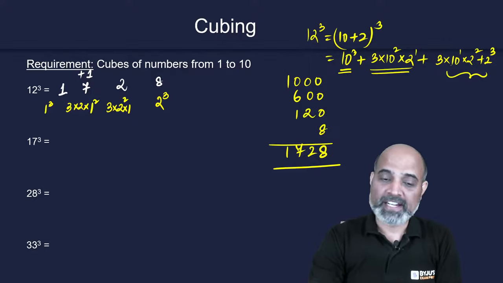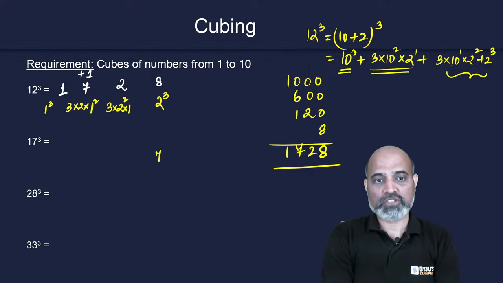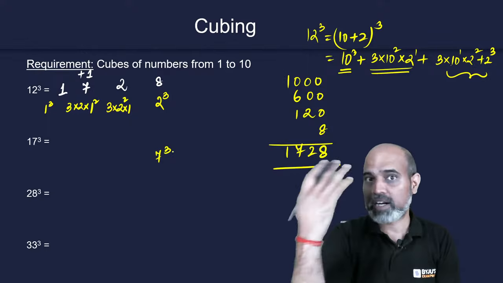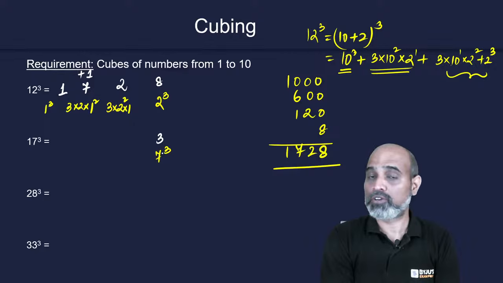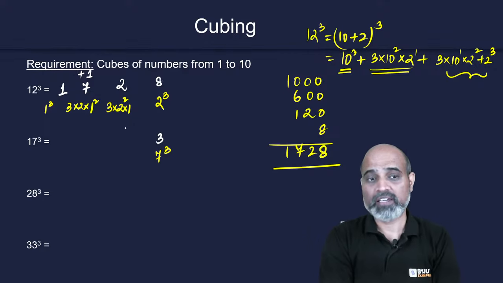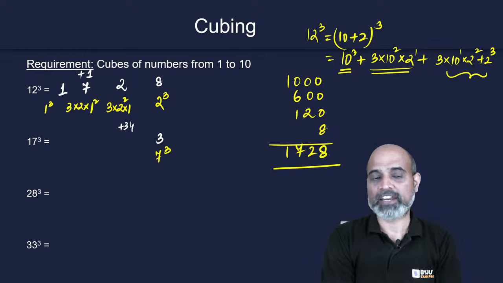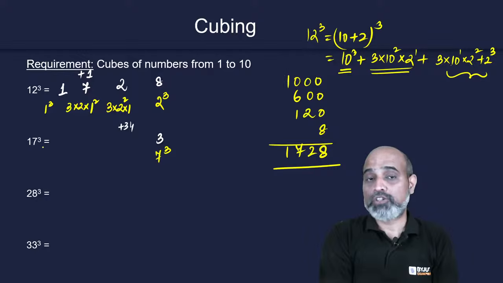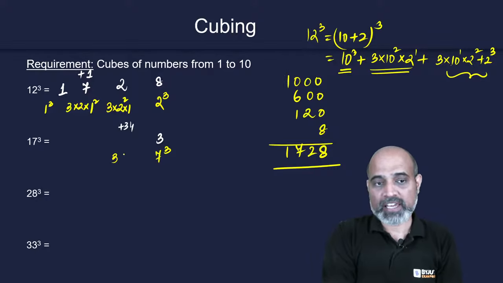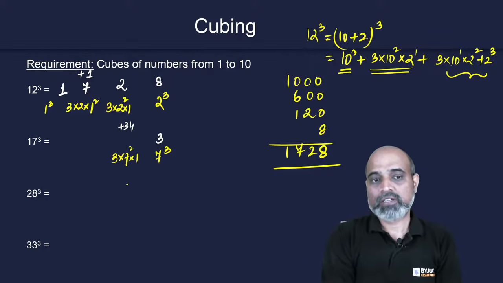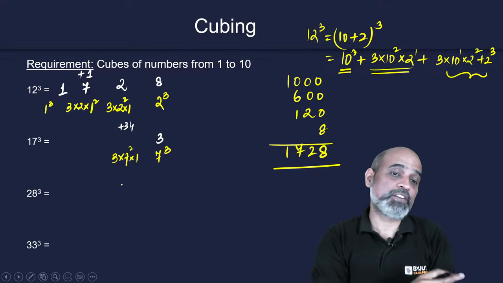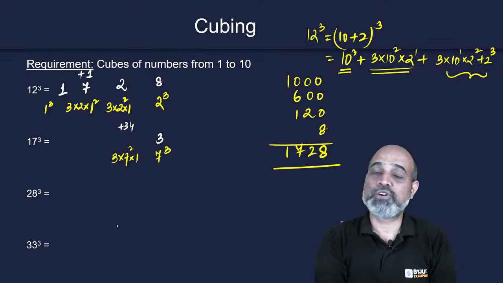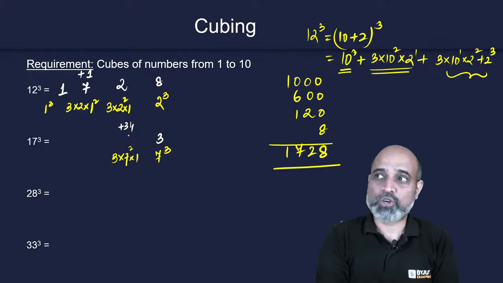Suppose I have to do 17 ka cube. The first step is going to be 7 ka cube, which is 343, remember? But of course, I can't write all of 343, so I'll write only 343 ka last 3, and the remaining 34 will be carried forward. Okay? Next is going to be 3 into 7 square into 1. Now 7 square is 49. 49 into 3 is 147. 147 plus 34 is going to be 181.